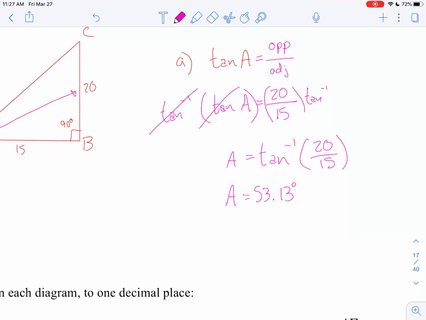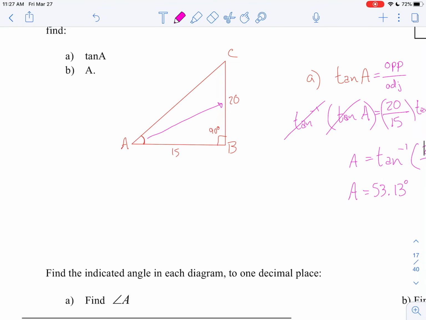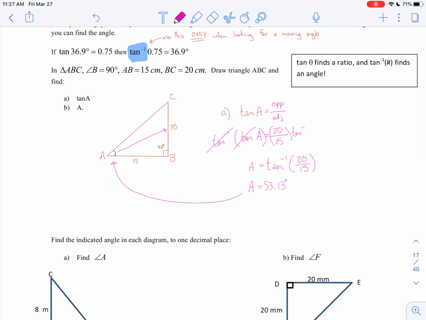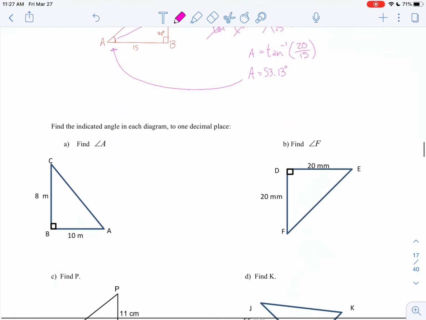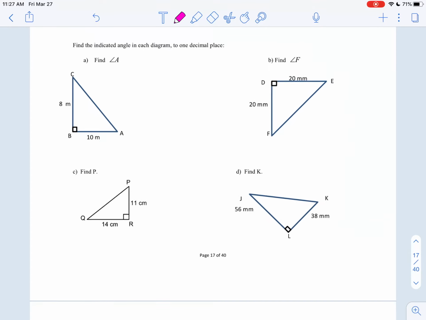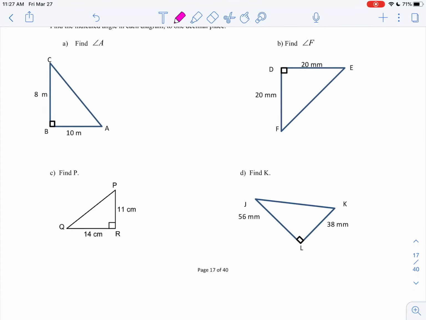So we get A being equal to 53.13 degrees. So we just found out the angle measurement when we have 2 sides. So we have 2 of the 3 missing puzzle pieces. We have the opposite and adjacent, and we solve for the angle measurement. So the only time we use that inverse function is when we are looking for the angle measurement and you have 2 given sides.